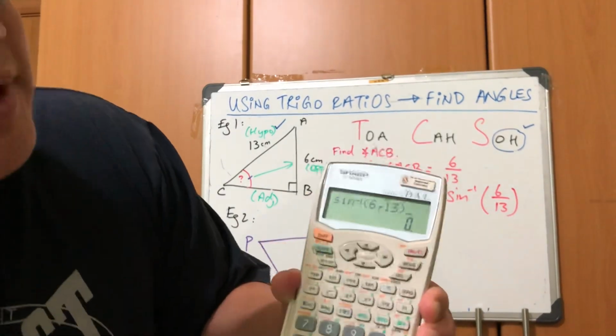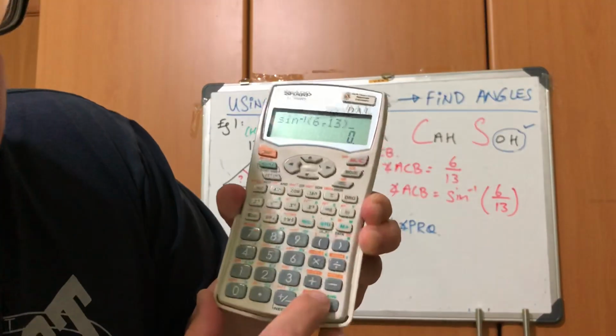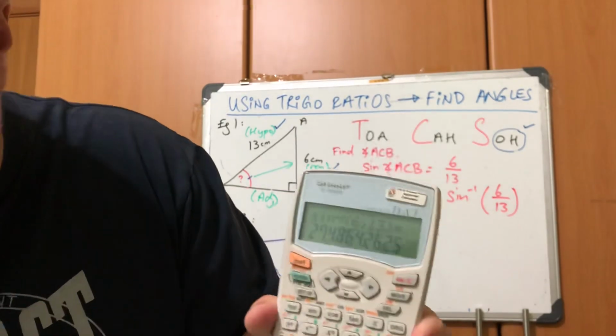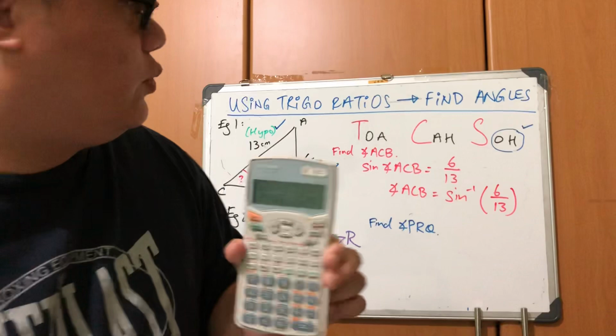Then after that, Mr. Ng, where's my answer? Of course you don't have the answer because you haven't punched equal. Punch equal. There you go. Once you punch equal on the calculator, the answer comes out. In this case, we have 27.486.